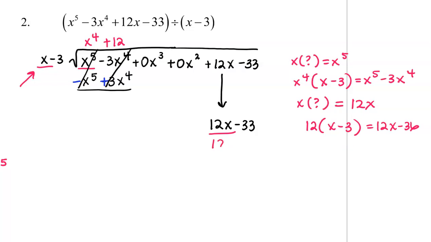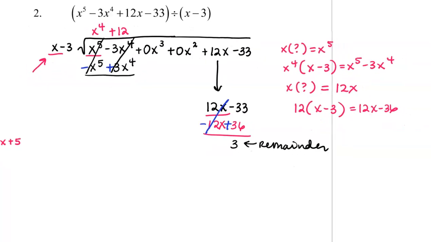That 12x minus 36 gets lined up under the dividend, and because we are subtracting, we change both of their signs to cancel out that 12x, and the negative 33 and the positive 36 come together to make a positive 3, which is our remainder.